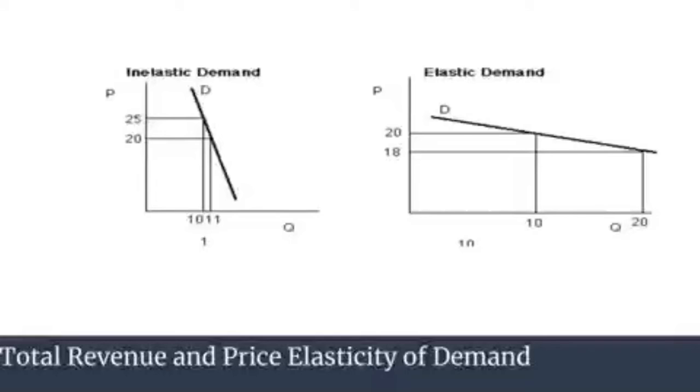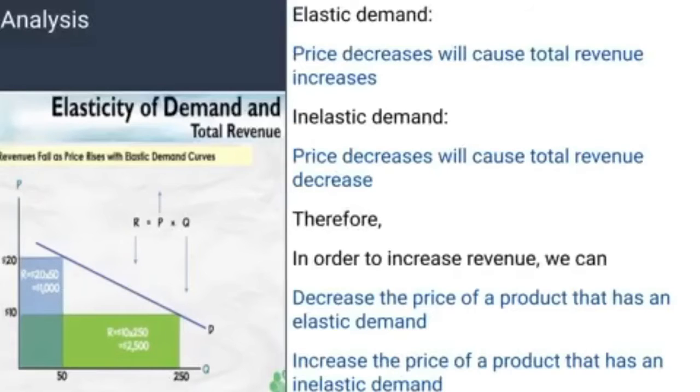From the graph, we can see that when a product has elastic demand, the price decreases while the revenue increases. And when a product has inelastic demand, the price decreases while the revenue decreases. Therefore, in order to increase total revenue, we can decrease the price of a product that has elastic demand and increase the price of a product that has inelastic demand.